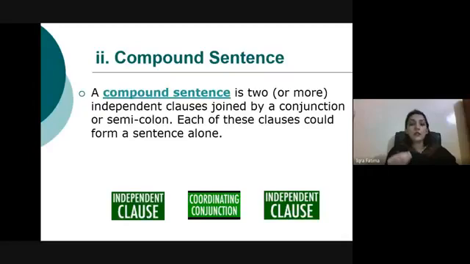The second type of sentence, according to the structure, is the compound sentence. A compound sentence is two or more independent clauses joined by a conjunction.